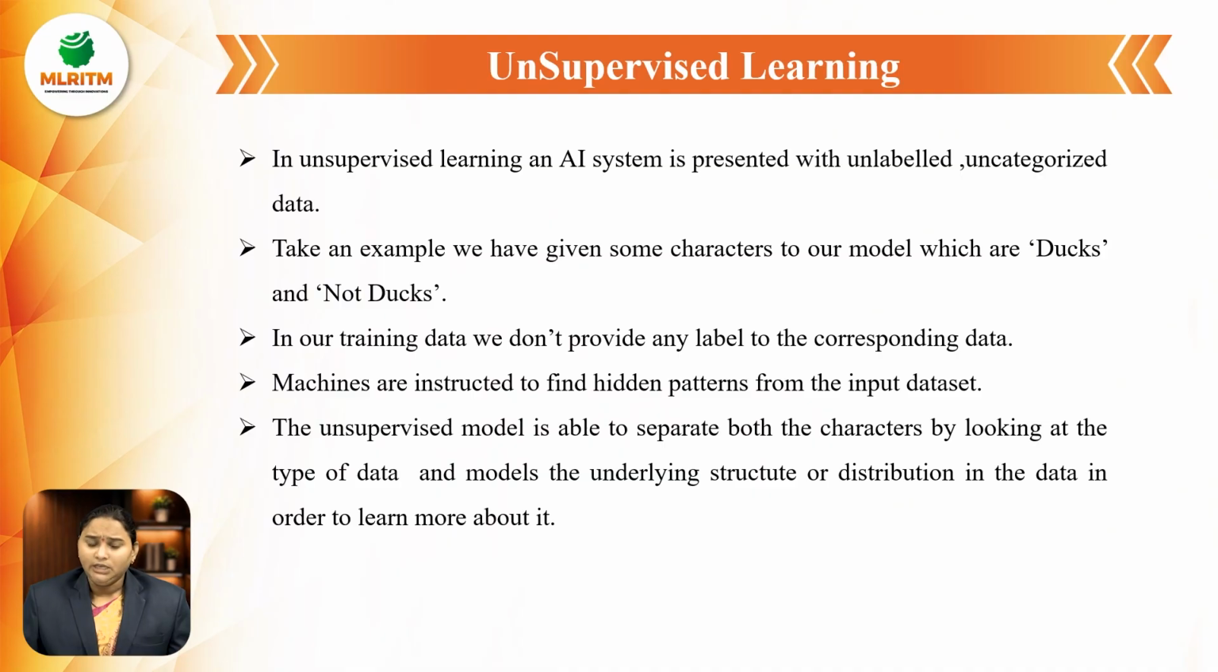Next, in unsupervised learning, an AI system is presented with unlabeled data. In supervised learning, we give labeled data. In unlabeled data, we give uncategorized data. Take an example: we give some characters to our model which are ducks and not ducks. In our training data, we don't provide any label to the corresponding data. Machines are instructed to find the hidden patterns from the input data set. The unsupervised model is able to separate both the characteristics by looking at the type of data, models, and underlying structure of distribution in the data in order to learn more about it.